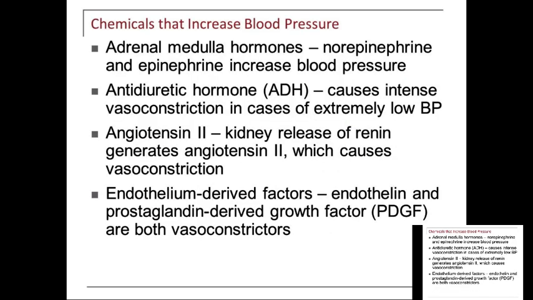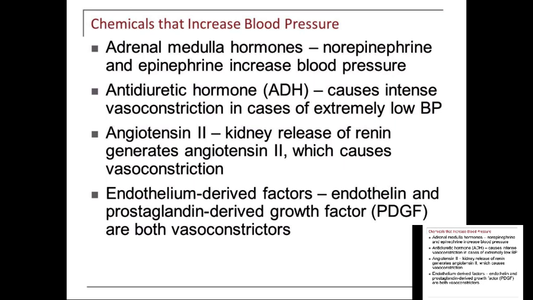Some of the hormones like norepinephrine and epinephrine can increase blood pressure. Those catecholamines are released from the adrenal medulla. In the adrenal cortex, that's where you have cortisol, which also does the same thing. It increases blood pressure. Antidiuretic hormone, ADH, causes intense vasoconstriction.